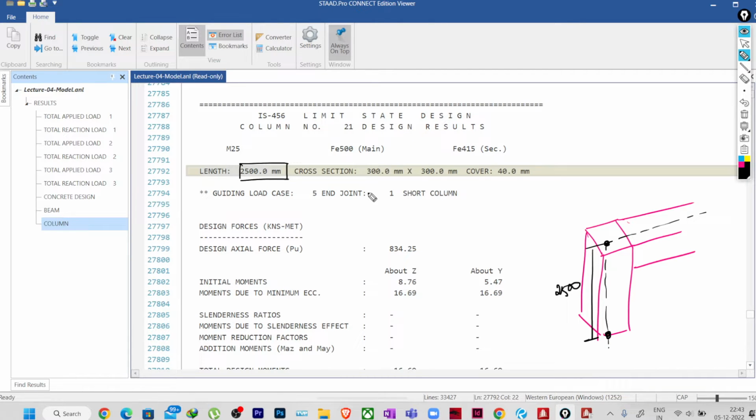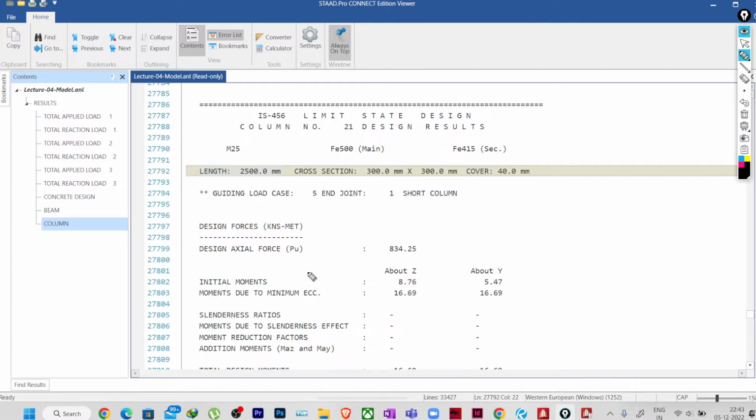Here you can see the cross section that we have used. It was 300 by 300. Okay, cross section we have used, and the cover to the main reinforcement, again the cover we have assigned is 40 mm. So these are the correct inputs that we can see here. Now let's begin with the design results. So first of all what is given is the design axial force PU. So it is 834.25, fine. So this is my PU.